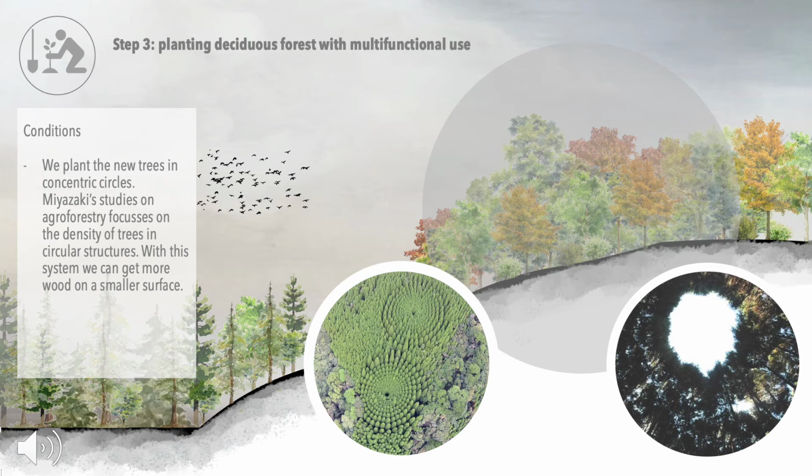Step 3. Introducing new deciduous forest. After we cut down the pine trees, we plant new deciduous forests. For this, we also need some conditions because we are going to use it as a production forest. First of all, the new deciduous forests are planted spirally. Research by Miyazaki found that planting trees in concentric circles resulted in a higher density of trees on the same surface as the usual strip method.